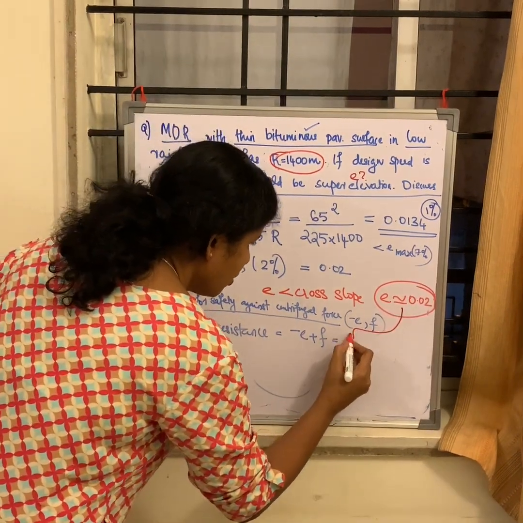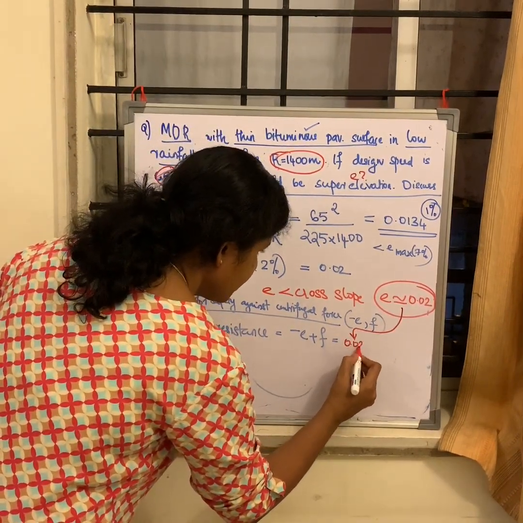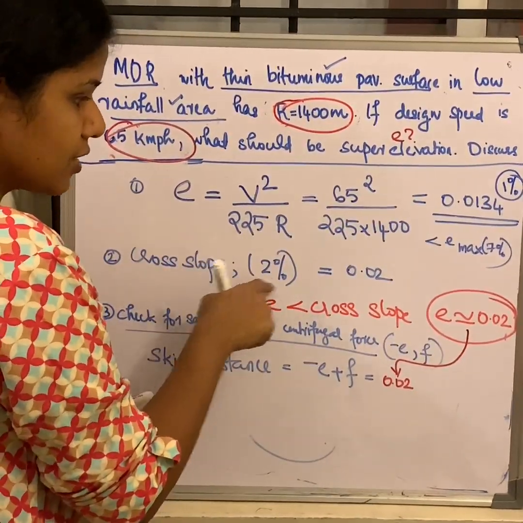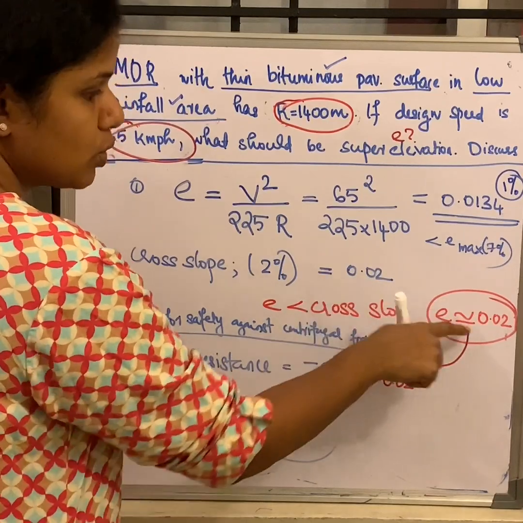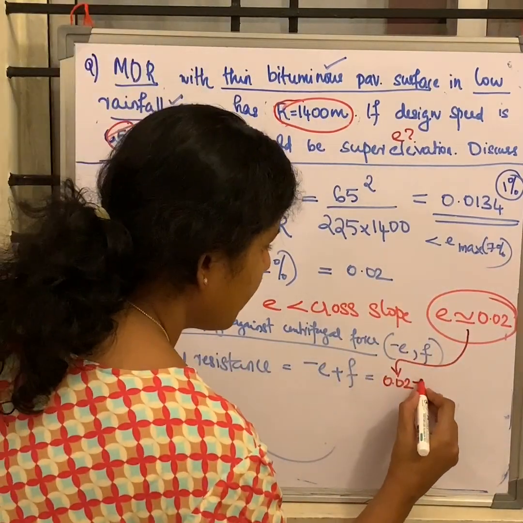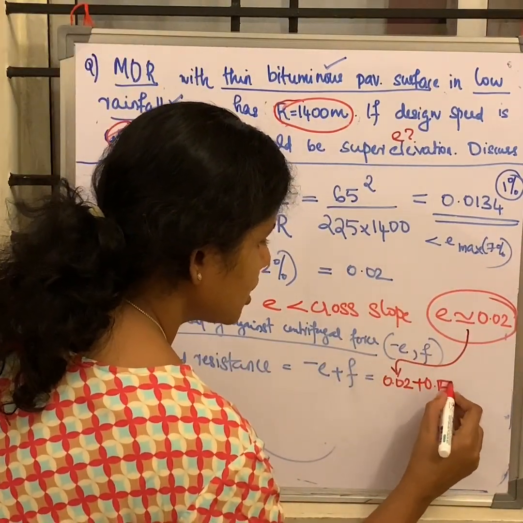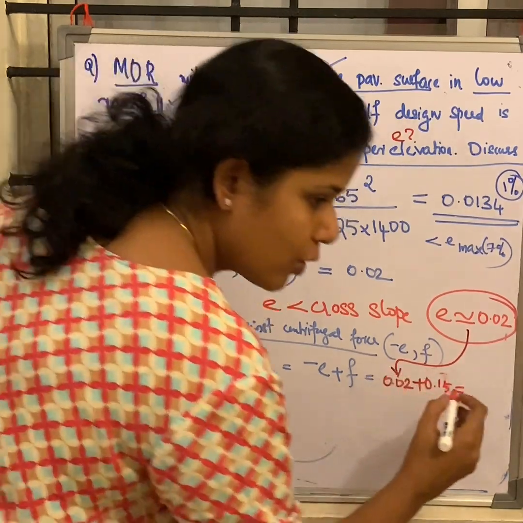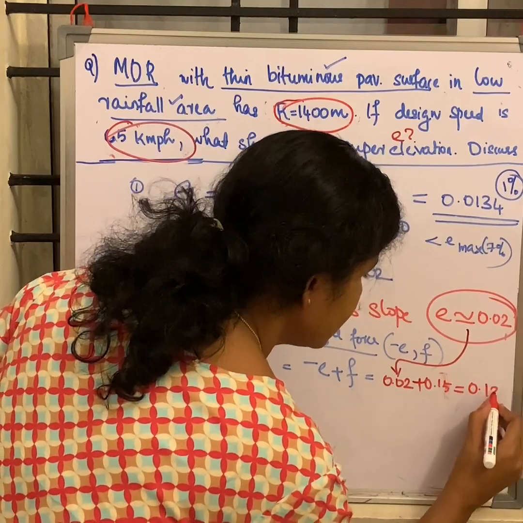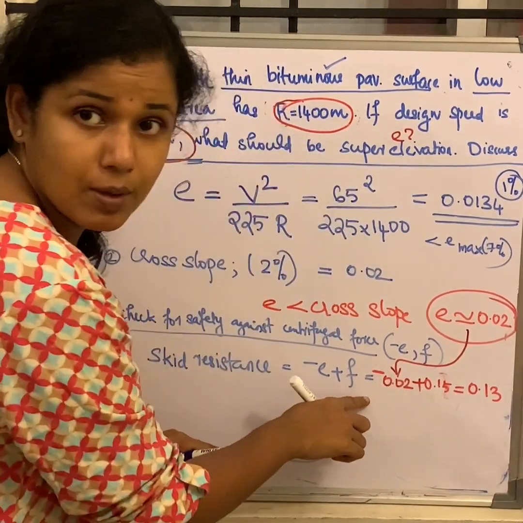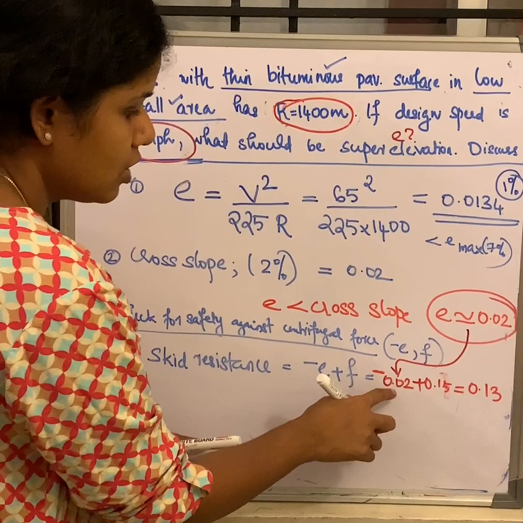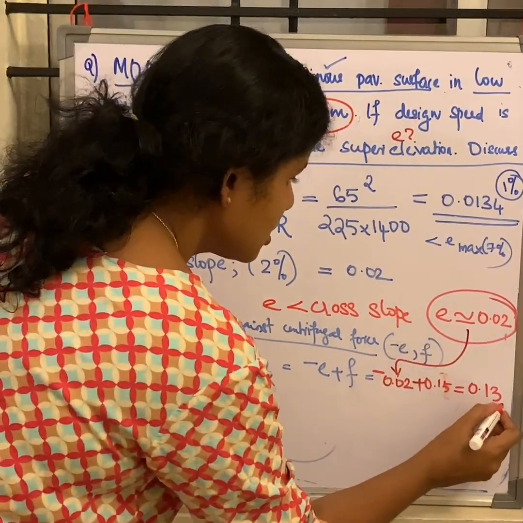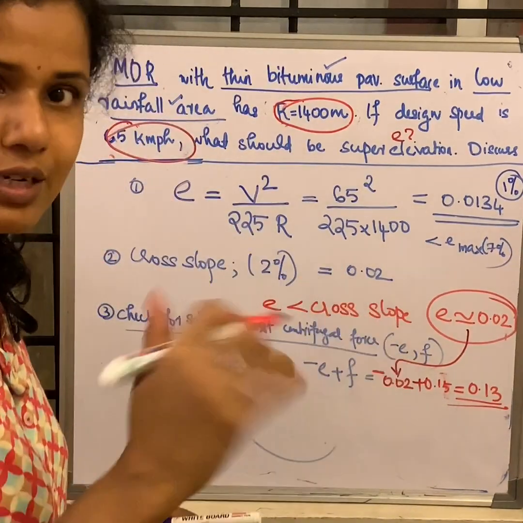E value of 0.02, because we calculated 0.01, realizing that it is lesser than the cross slope, we limited it to the cross slope itself, that is 0.02, plus the design value of coefficient of friction, which is 0.15, which will give you an answer of 0.13. This negative sign is very important. Negative E, so 0.15 minus 0.02 is 0.13. So this is the skid resistance acting laterally.